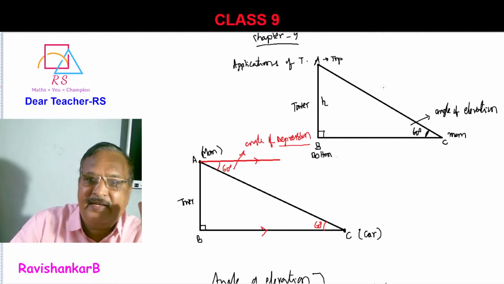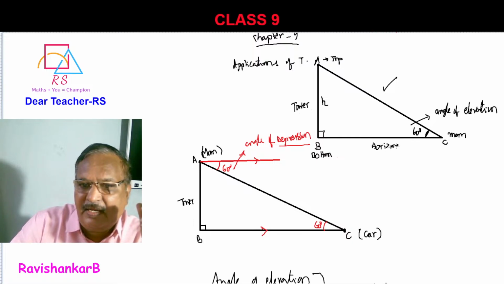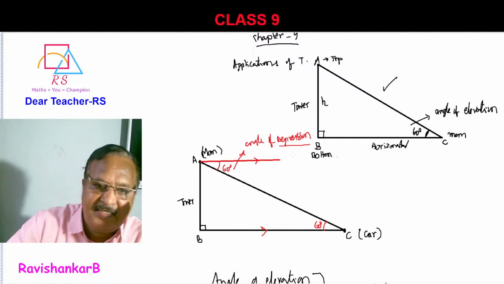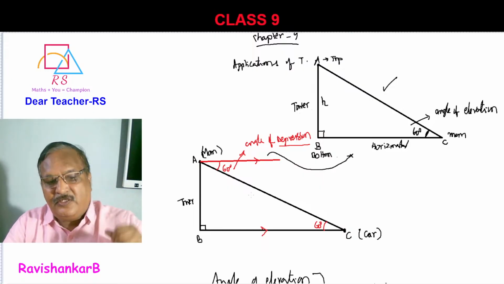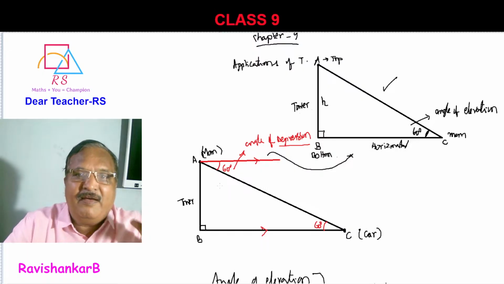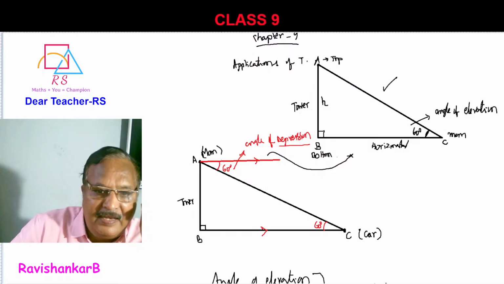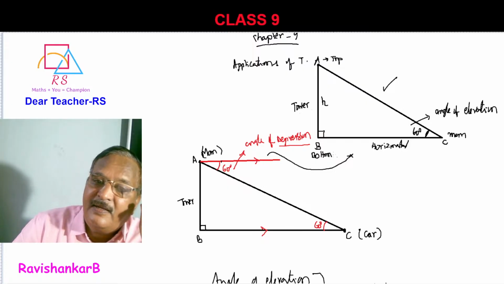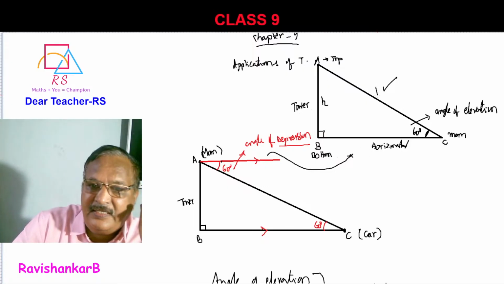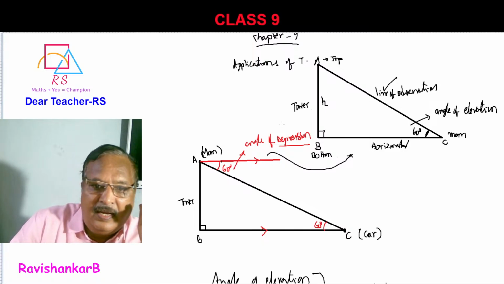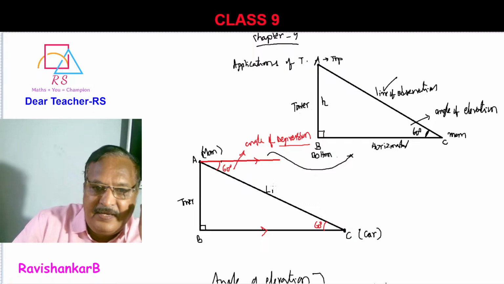In both the diagrams we have a horizontal. This is horizontal, this is horizontal, this is also horizontal. Wherever you draw, you should have a horizontal, and then the angle will be from the horizontal, and the line of observation. Here we call this the line of observation, and here also we call this the line of observation, the hypotenuse.